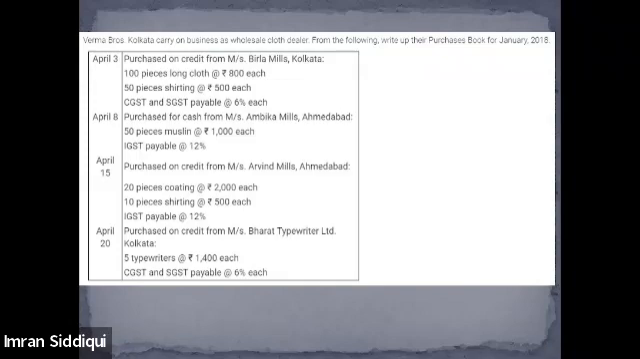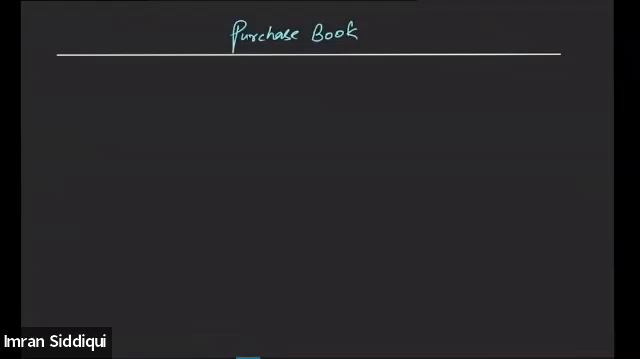It says Verma Brothers, Kolkata, carry on business as wholesale cloth dealer. From the following, write up the purchase book for January 2018. The four transactions given in the question are in respect of the month of April. By mistake, it is written January in the question. Anyways, all the April related transactions are given, and by considering all this information, we need to prepare the purchase book. I'm sure everybody has taken the screenshot. Done, all of you? Yes, sir.